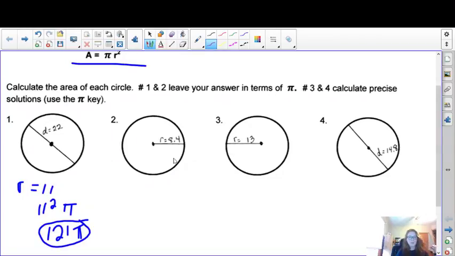Number 2, I'm given the radius is 8.4, so I have 8.4 squared times pi. And 8.4 squared gives me 70.56.